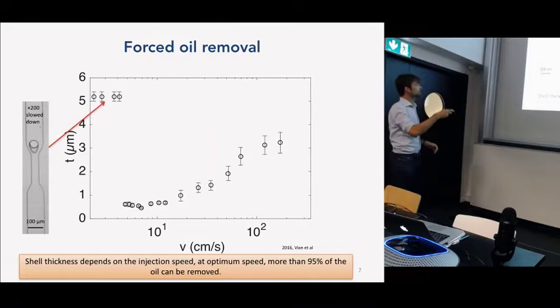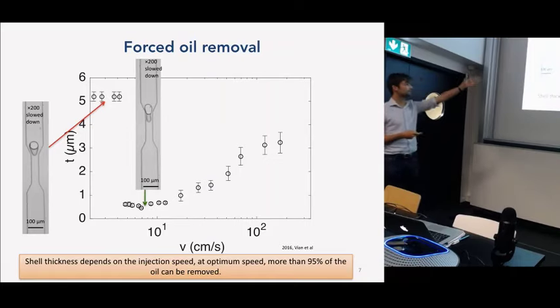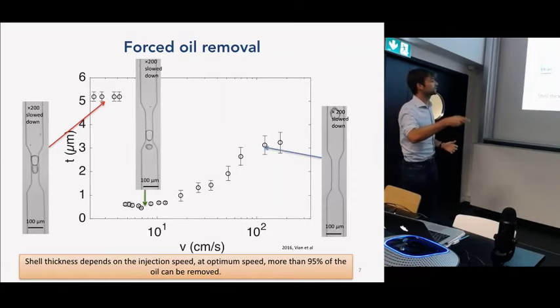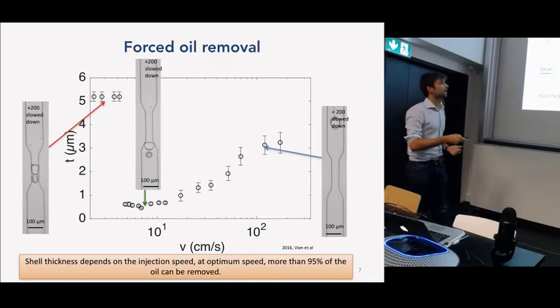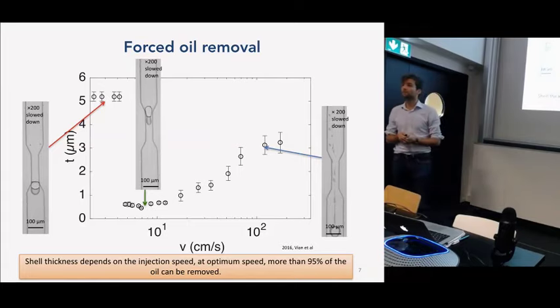Here we have three main behaviors. First, for speed lower than 4 centimeters per second in the constriction, you have no removal of oil, whereas if you go above, you get this pinching that we saw before. And as you increase the speed again, you have less and less removal efficiency.